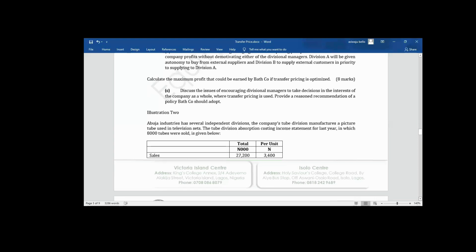The best method is any method that will maximize the profit of the company as a whole. And that is the ideal transfer price. You can't say cost is the best. You can't say market-based. You can't say negotiated or arbitrary. But the transfer price must be able to maximize the profit of the company as a whole. And that will fall under optimum transfer price.